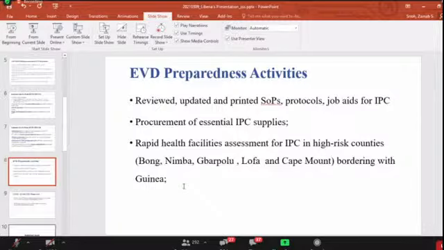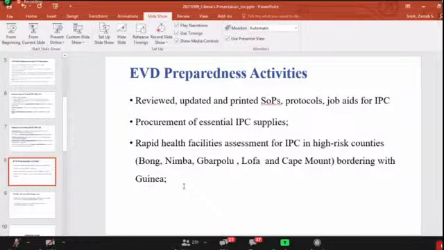As you all know, Liberia borders Guinea, which is presently dealing with an EVD outbreak. So definitely the country is under threat. We have several porous borders with Guinea. So for us to prepare adequately, we already have our IPC assessment framework with our various SOPs, protocols, and job aids. The team met and reviewed, and we updated those SOPs and protocols. They are printed now, and distributions are ongoing to the various healthcare facilities.